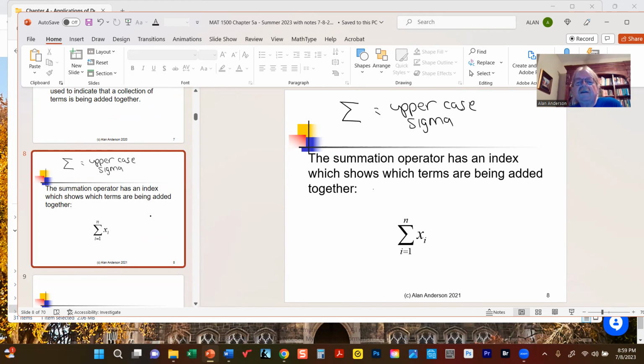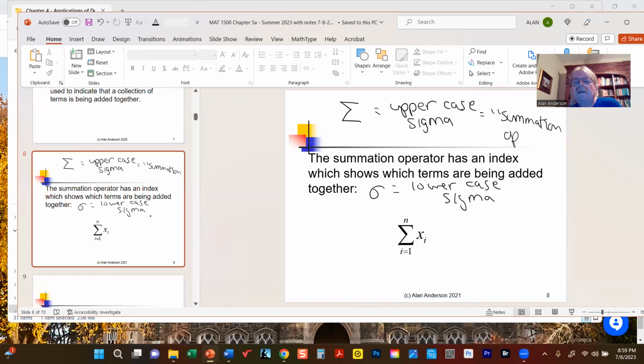And you might recall that this is the lowercase sigma. If you've had a statistics class, you know that that's used to represent the population standard deviation. But this is the summation operator. And we normally show an index. The i here is the index. It ranges from 1 to n. So this is simply shorthand.